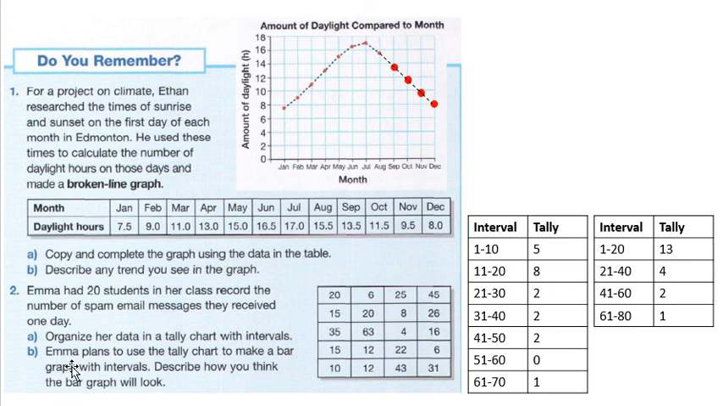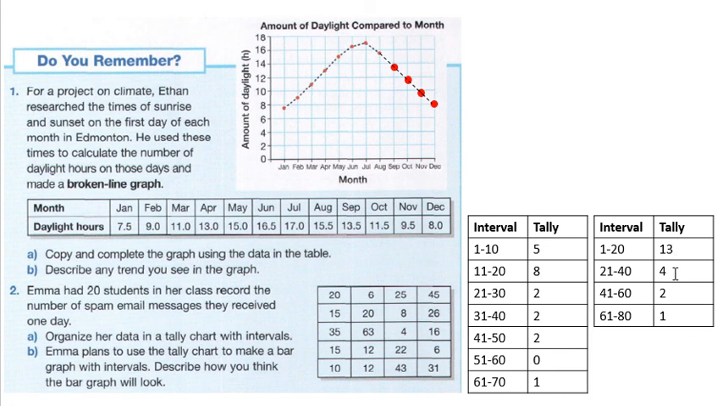So for part B, she plans to use a tally chart to make a bar graph with intervals. It doesn't matter which one we choose, we're going to get a lot of the data on the left side of the graph, with the number of spam messages less than 20. We see that in both. So if we take the 1 to 10 and the 11 to 20, most of our data is right there. Most of our data in this tally chart is from the 11 to 20, whereas most of our data in the interval of 20 tally chart lies in the first interval.